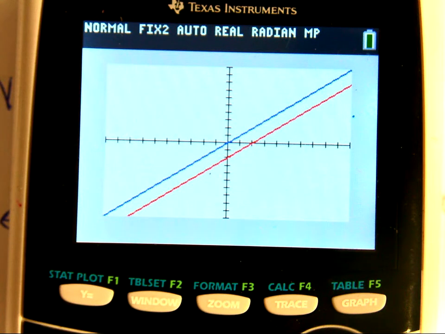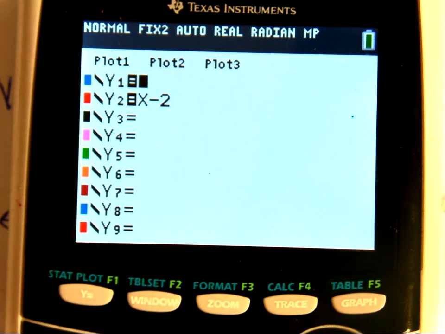Okay. Oh, wait. No, I just want to see your screen. So you can clear out all your other ones. I just put that in Y2. Good. Okay. Good. So what did you type in to get it to shift down? You typed in minus 2, okay?